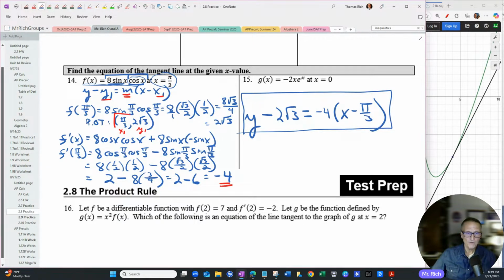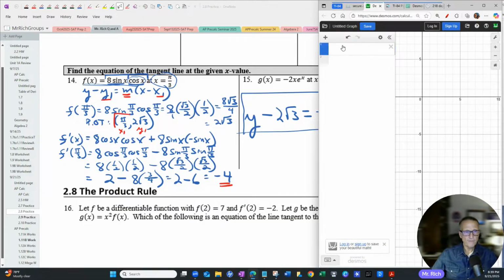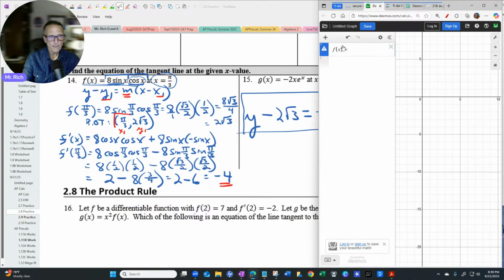As you saw, there's a lot of places I could have made a mistake, some sort of a math error or a calculus error for that matter. But let's see if this is legit. So we'll graph the function to start with. F of x is equal to 8 sine x cosine x. Now let's just make sure.